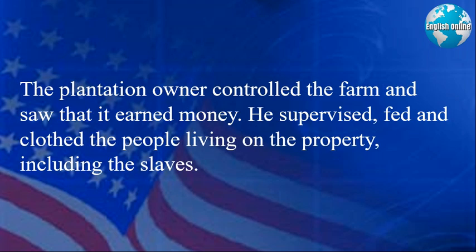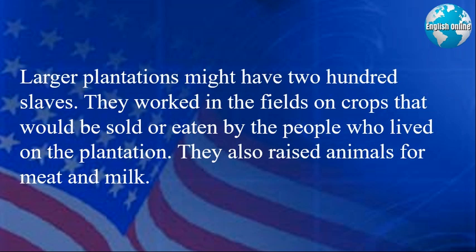The plantation owner controlled the farm and saw that it earned money. He supervised, fed, and clothed the people living on the property, including the slaves. Larger plantations might have 200 slaves. They worked in the fields on crops that would be sold or eaten by the people who lived on the plantation. They also raised animals for meat and milk.